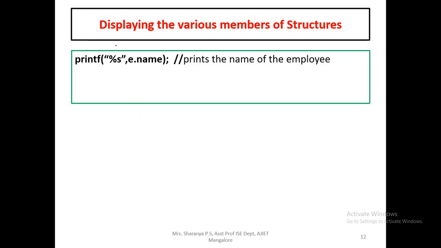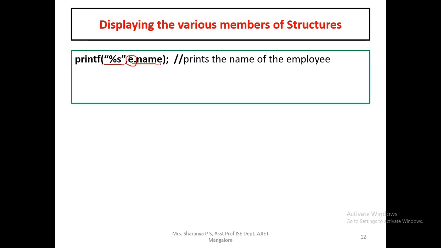Now, how can we display the various members of the structure? We are clear how we can access, that is by using the dot operator. First, we mention the name of the structure variable, then the dot operator and the member of the structure. Now, if we want to display, we use the printf statement.